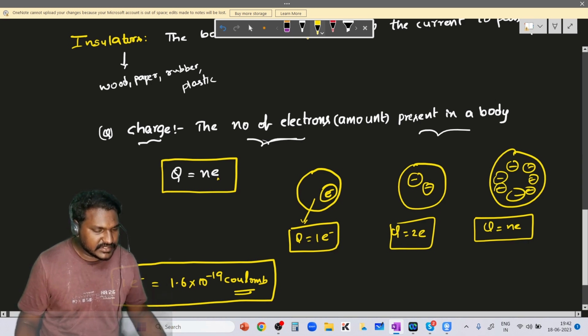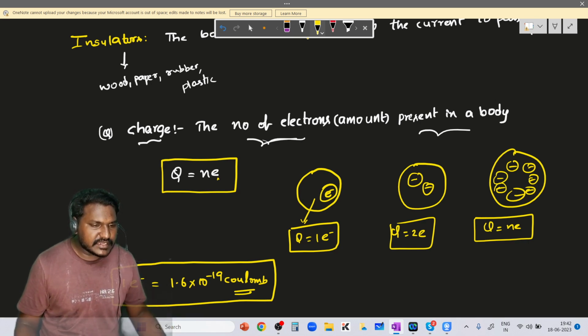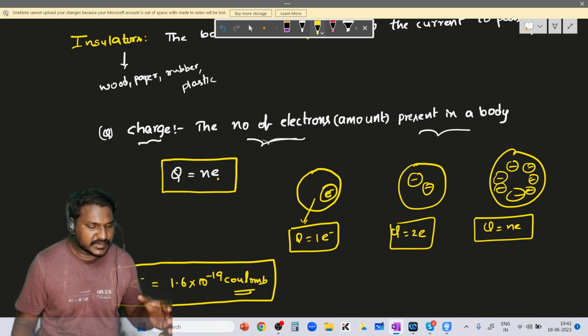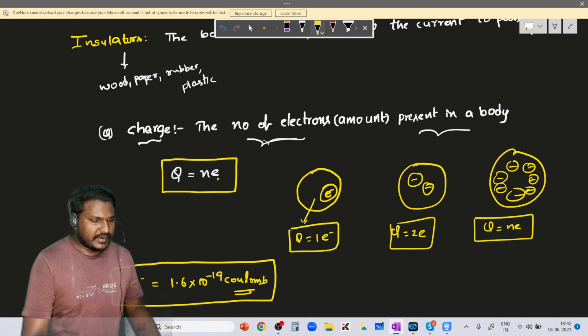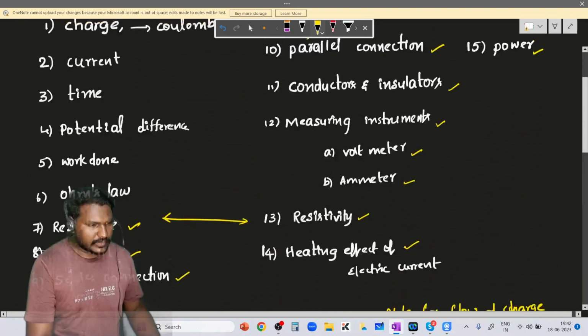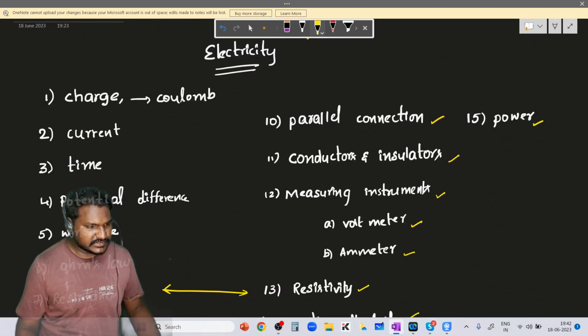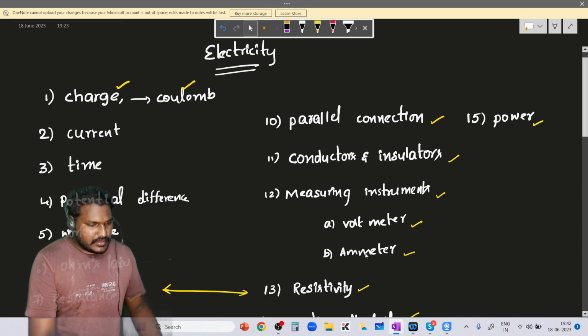Discussing charge again. Charge is defined as the number of electrons in a body. If there is one electron, the charge present in a body is 1e. If there are 2 electrons, the charge present in a body is equal to 2 times e. If there are n electrons, the charge present in a body will be n times e. So this is all about charge and coulombs.